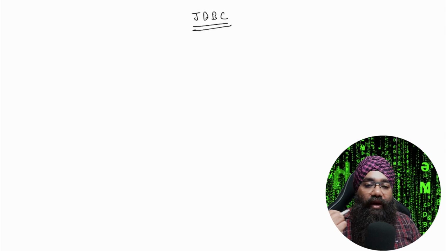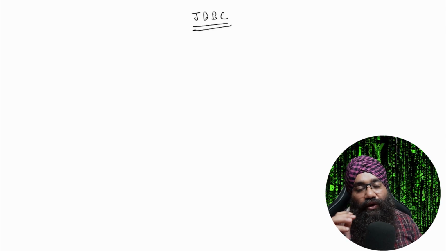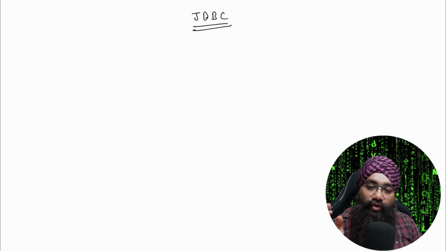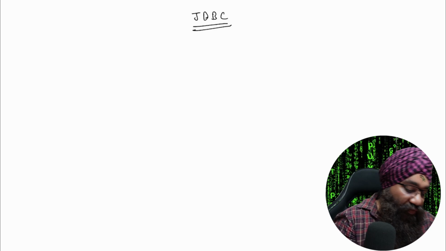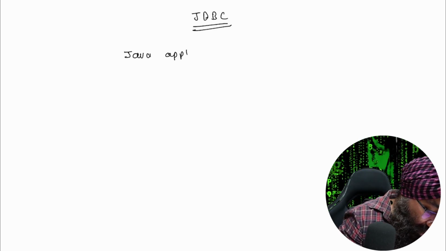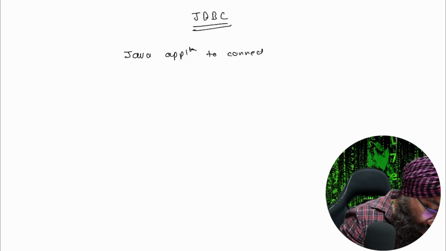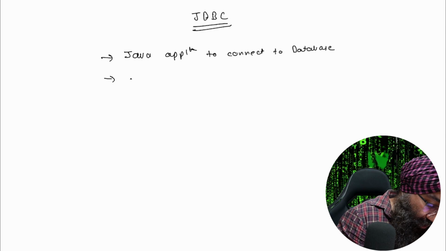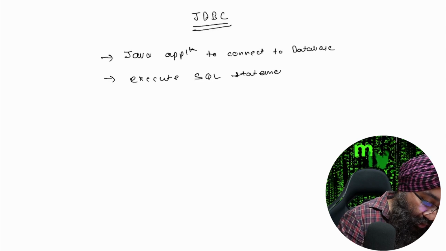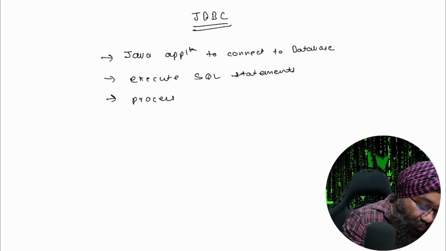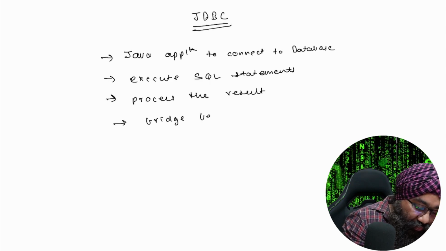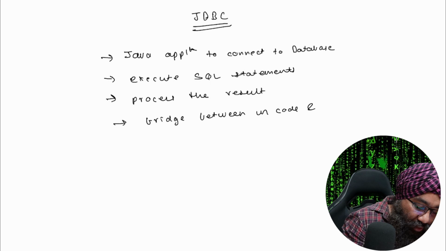So this is a more elementary API. Generally, it is not used in production, but as a developer, you should know about this as well. Very simple: it allows your Java application to connect to a database. After connecting, you can execute SQL statements and process the result. It acts as a bridge between your code and the database.